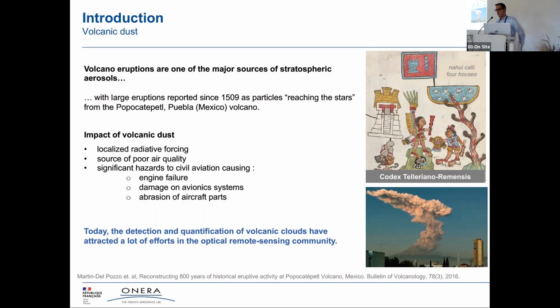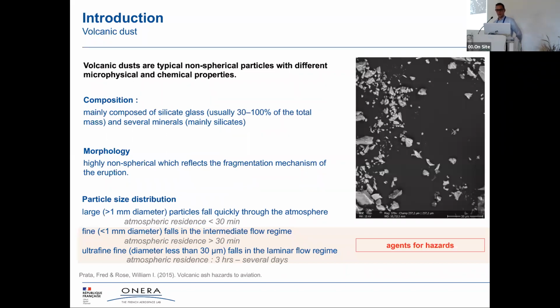So today, as we were discussing, there is a lot of interest in the detection and quantification of volcanic clouds, and this has been an active area of work for the optical remote sensing community. As you know, volcanic dust particles are typically non-spherical, and although they have been modeled for different light scattering applications using the Mie theory, which is applicable for spherical particles, these particles are strictly not spherical, and they present a large diversity of microphysical and chemical properties. In terms of composition, we know they are mainly composed of silicate glass, and also of several minerals. Their morphology is highly non-spherical, and they reflect the fragmentation mechanism of the eruption.